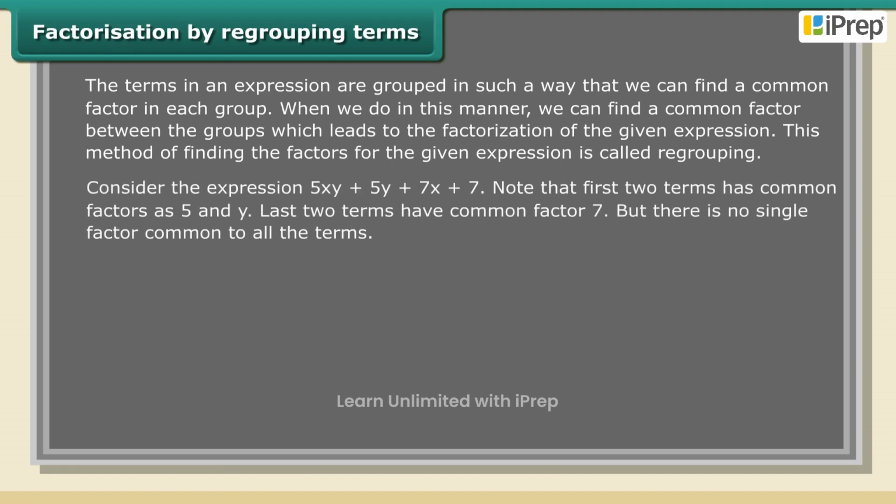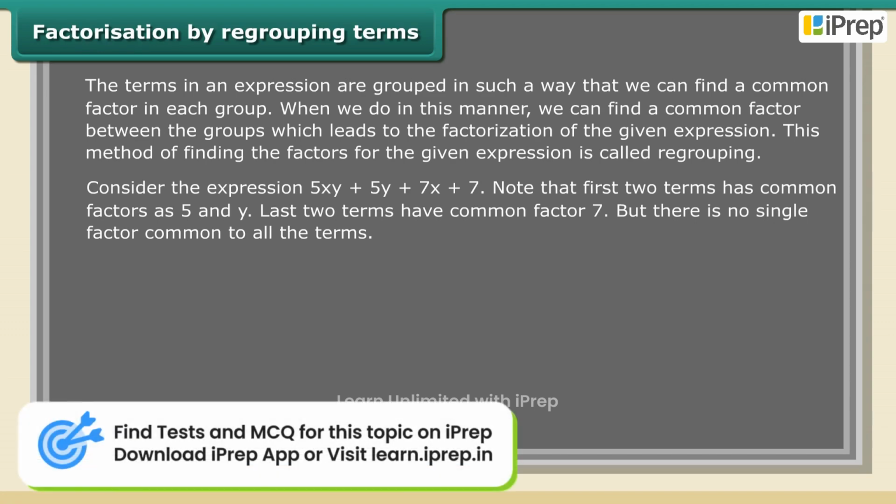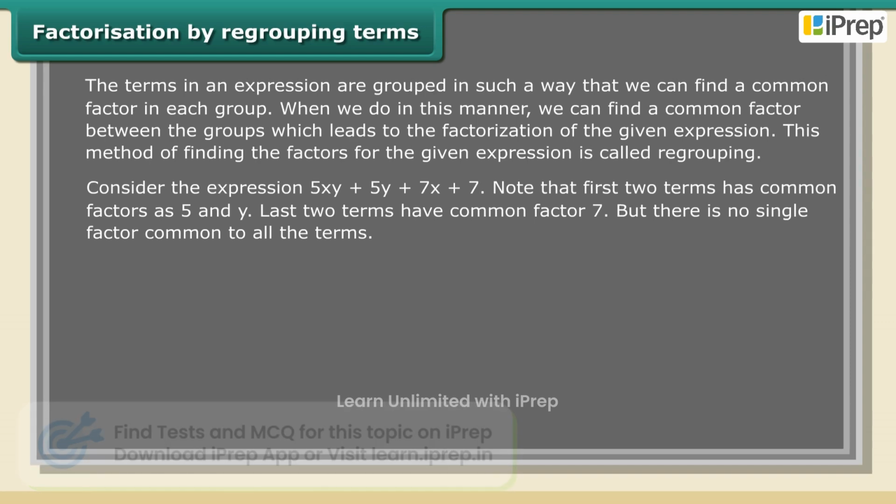Consider the expression 5xy + 5y + 7x + 7. Note that the first two terms have common factors 5 and y. The last two terms have common factor 7, but there is no single factor common to all the terms.